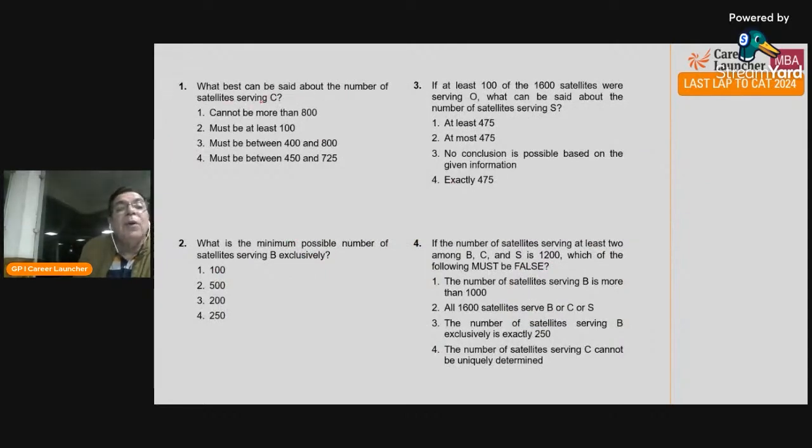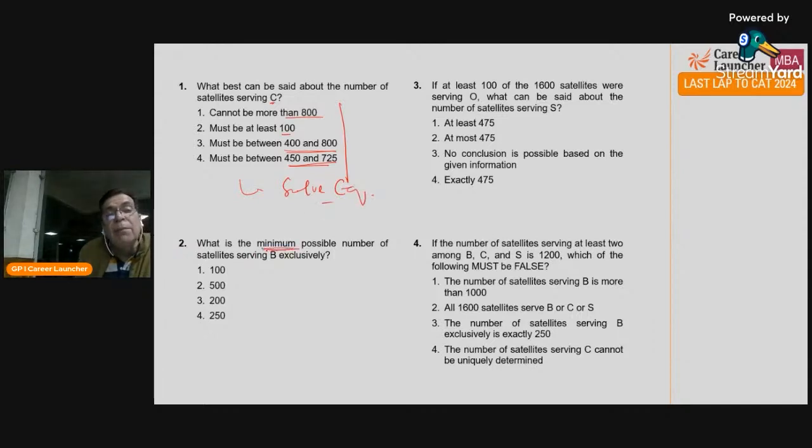What best can be said about the number of satellite surveillance? Again, the answer is by and large in a range. Cannot be more than 800, must be between 400 and 800. This is a range. That means I'll have to form equations and solve them.